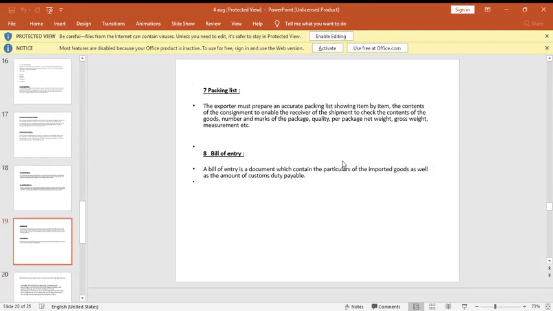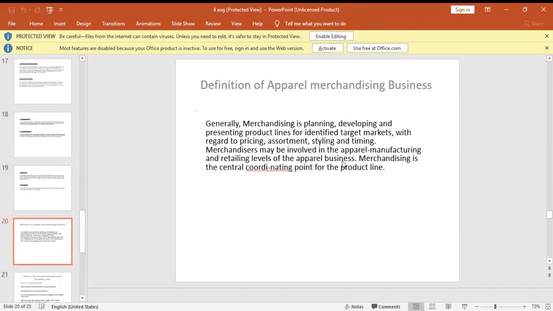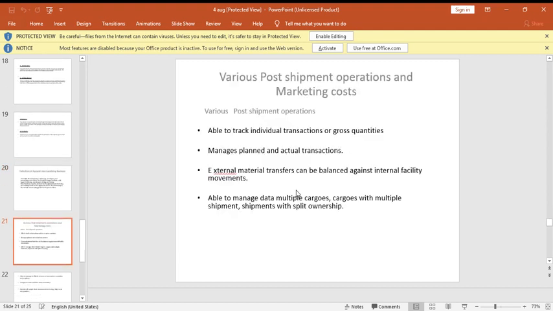Then the next one is the definition of apparel merchandising business. Apparel merchandising business is nothing but planning, developing, and presenting product lines for identified target markets with regard to pricing, assortment, styling, and time. It's called apparel merchandising business.